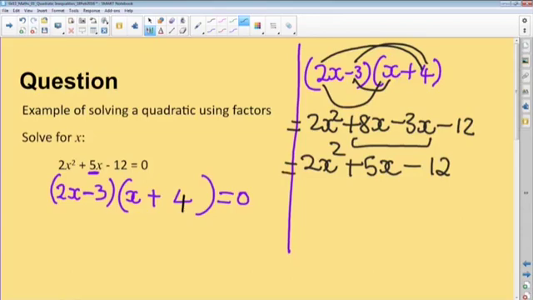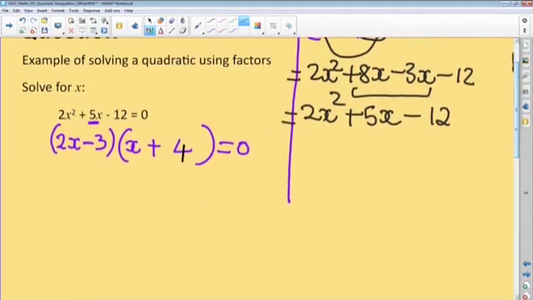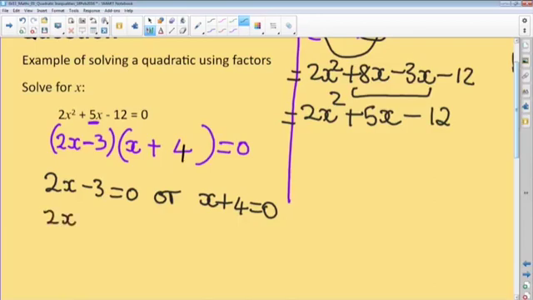Now, if we continue by solving this equation, we have 2x minus 3 and x plus 4. What does this mean? You can either have 2x minus 3 equals 0 or x plus 4 equals 0. Now we work it out. 2x equals 3. How do you get rid of that 2 that's multiplying the x? You divide by 2 throughout. So you get x is 3 halves or x is negative 4.